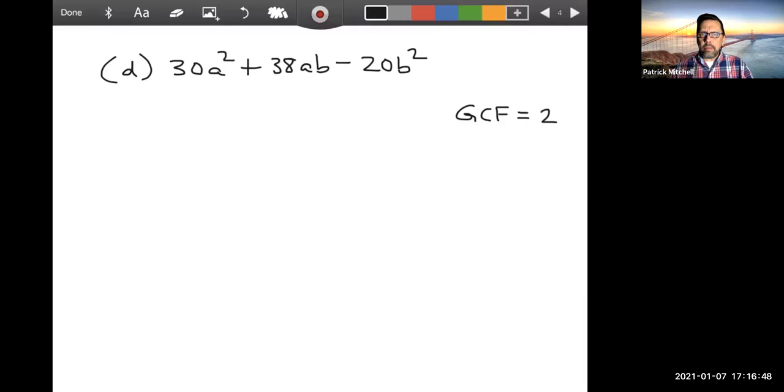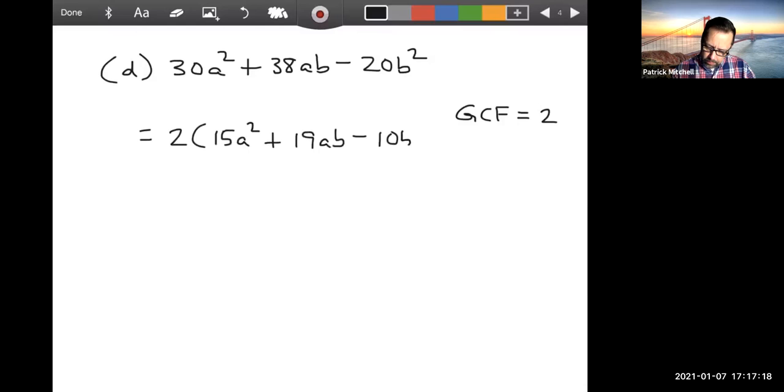The other thing about this method with GCF is that often, if you forget to look for the GCF at the beginning, you come up with something at the end that is not quite completely factored. It's more right than it is wrong, but it's not quite all the way there. So let's pull out this 2, which is going to leave me 15a squared plus 19ab minus 10b squared, right?